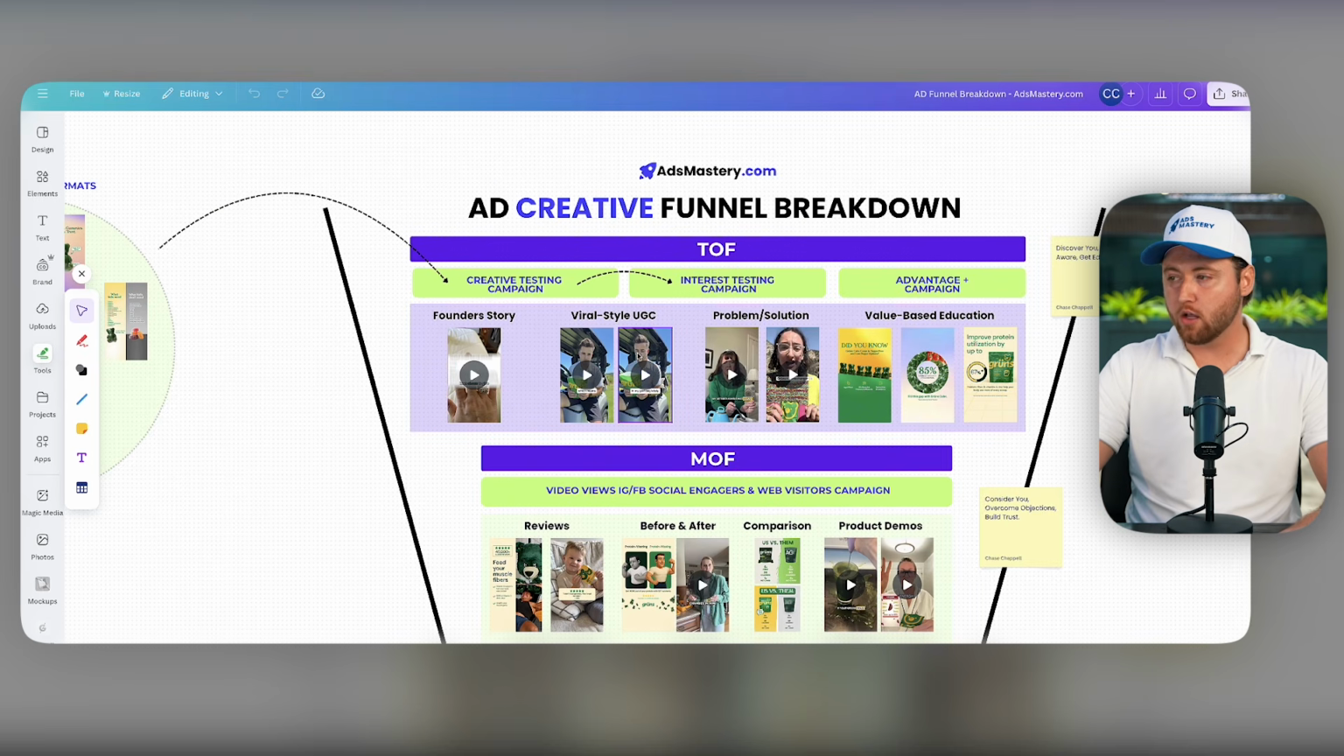And then we're gonna have viral style UGC. This is where you follow viral trends, you make viral based videos that are very popular, and you even use influencers or creators to be able to make these videos for you. And so as you can see, we can watch one of these videos.